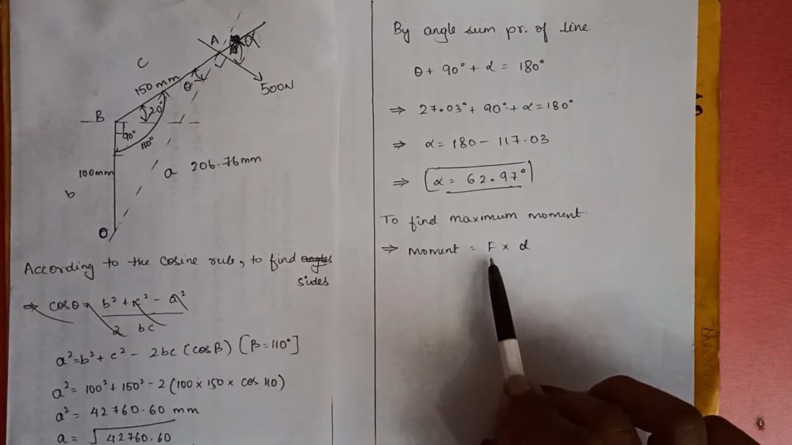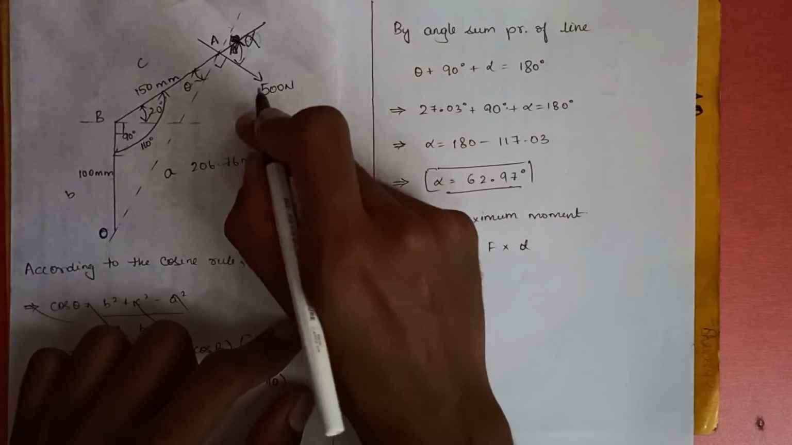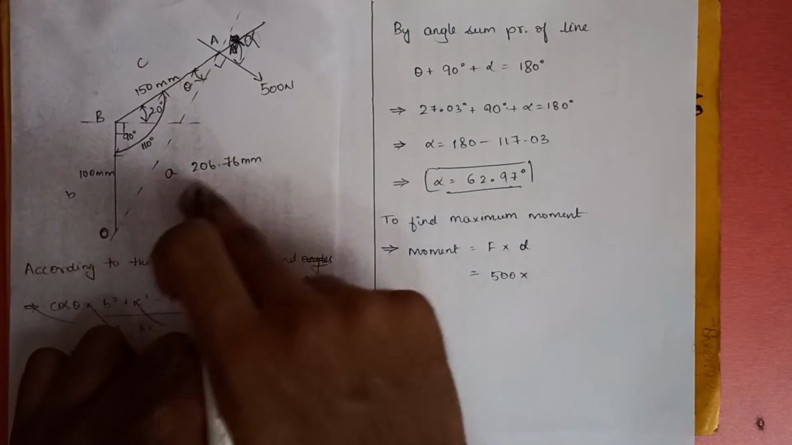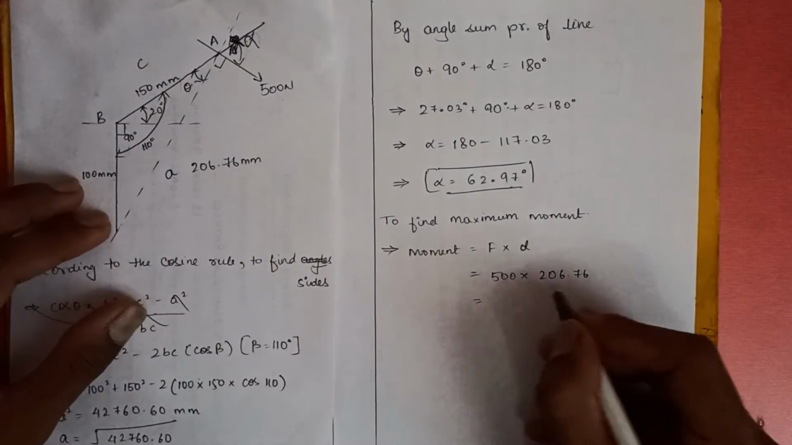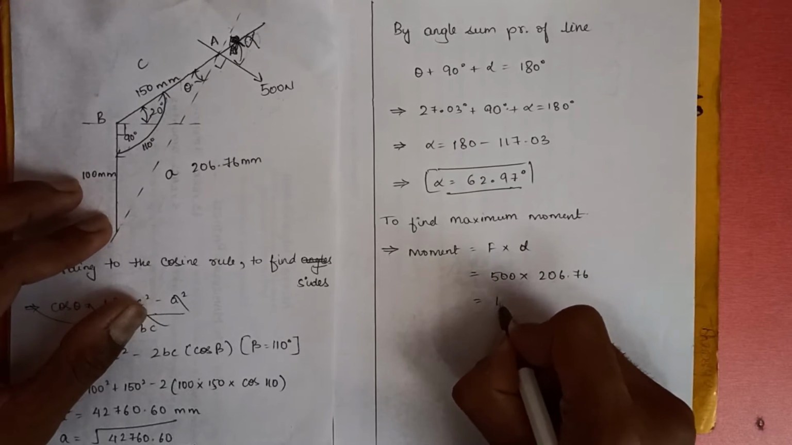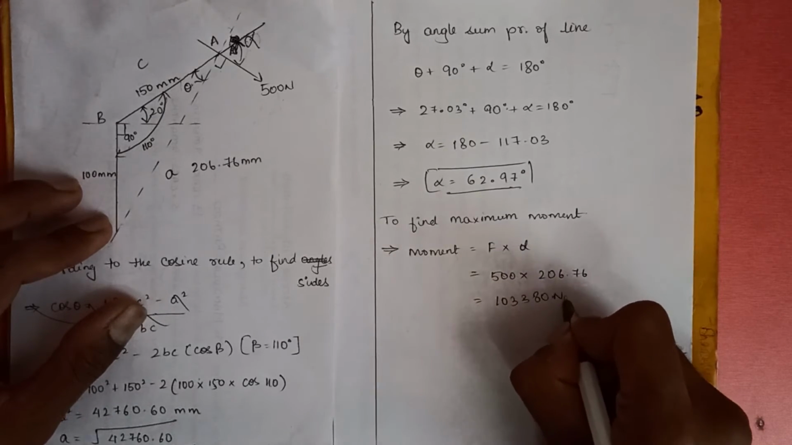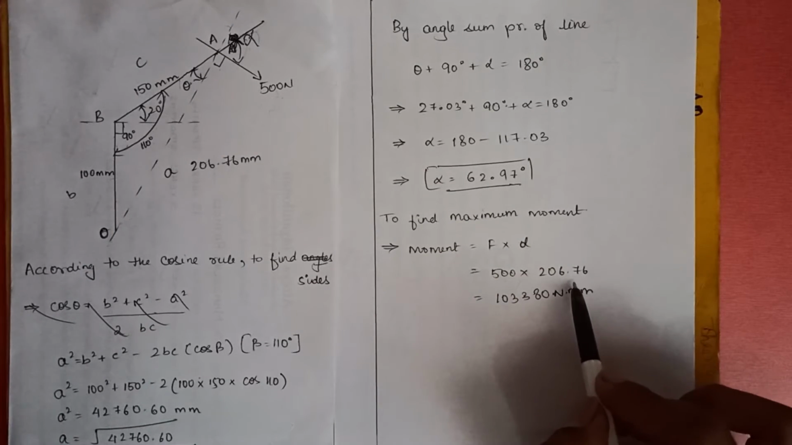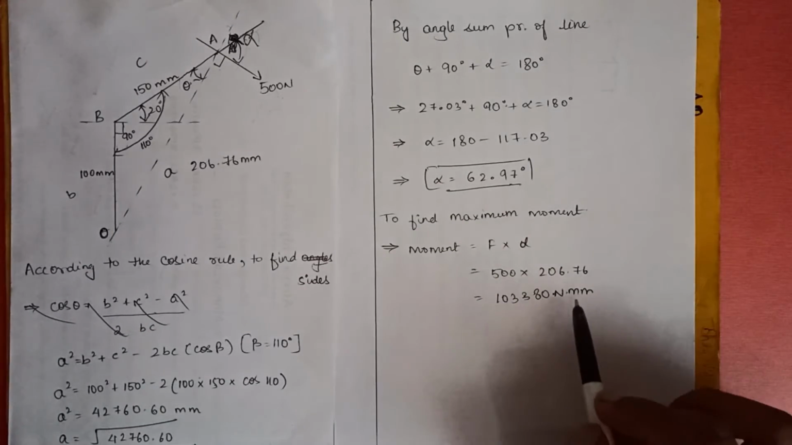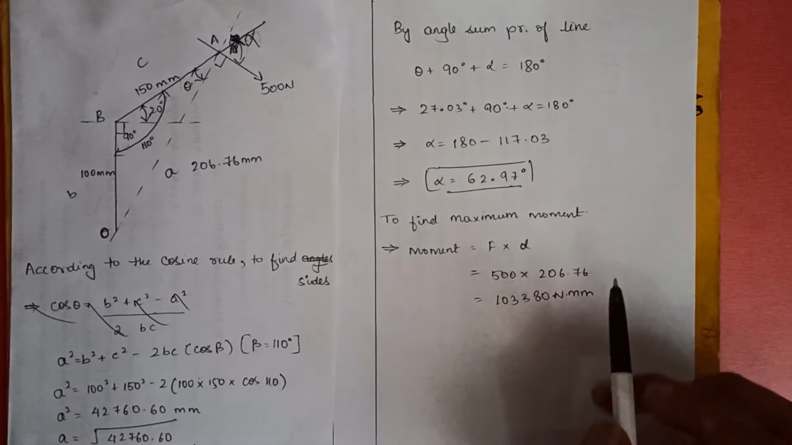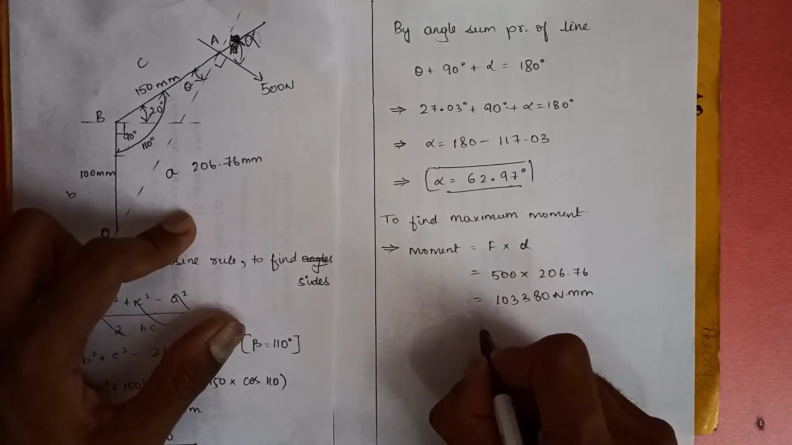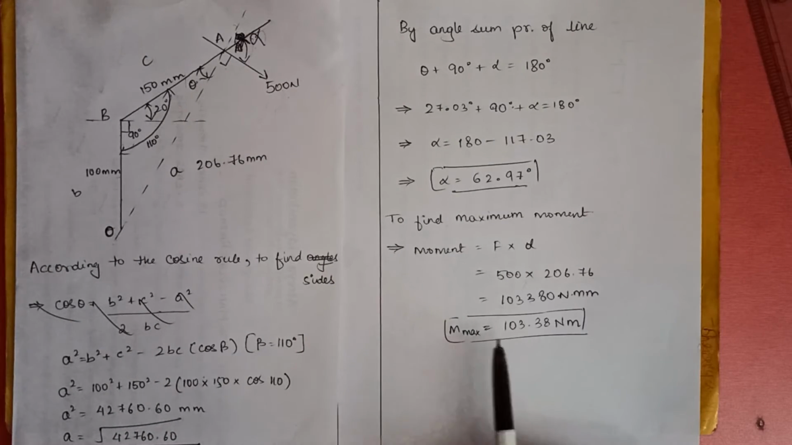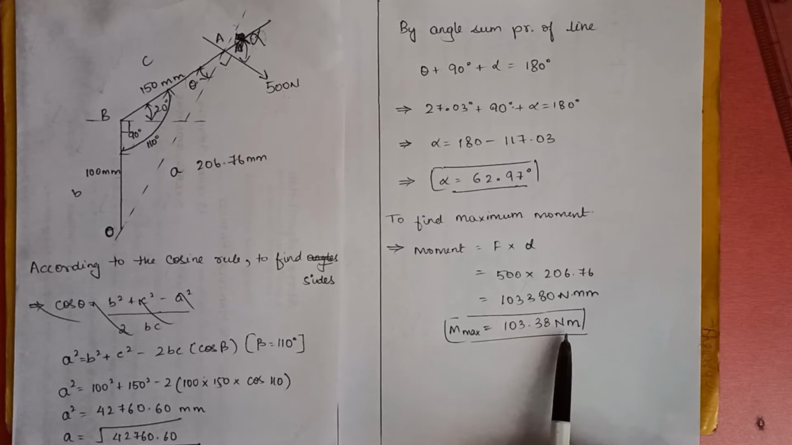Moment is equal to force into perpendicular distance, that is 500 into the perpendicular distance between the force and the point, which is 206.76. On multiplying this, we get 103,380 Newton mm. Don't forget that you have written the distance in millimeter. Now we need to convert this into meters, as the SI unit of moment is Newton meter. To convert it into meter, we need to divide this by 1000. We get the maximum moment to be 103.38 Newton meter.